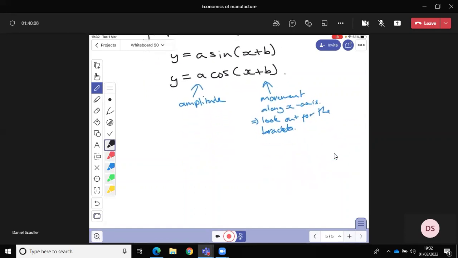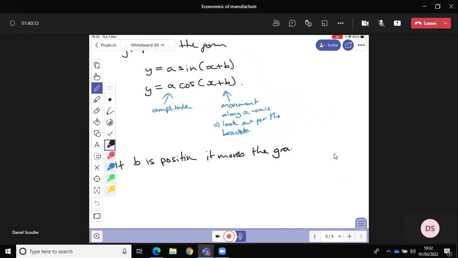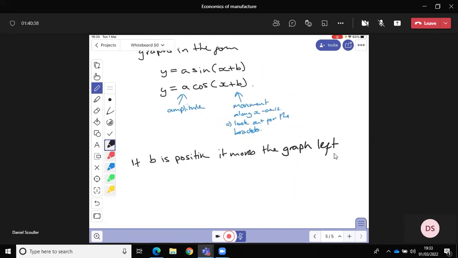The important thing is that it's counterintuitive. This won't mean anything to you yet, but if b is positive, so if that number after the x is positive, it moves the graph left. If b is negative.